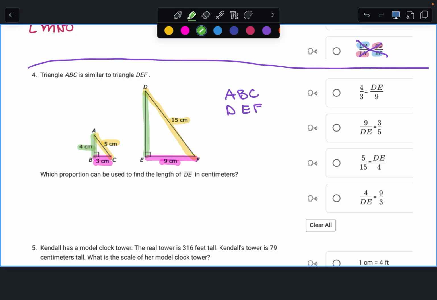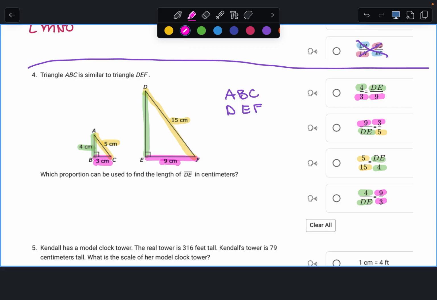So I can see that DE, I highlighted mine green, so I'm going to highlight all my DEs green. And then the corresponding side is 4 on the smaller one, on the triangle ABC. So I'm going to highlight 4 the same color. Okay, and I can see that 5 and 15 are corresponding. I highlighted those in yellow, so I'm going to highlight those yellow. 5 and 15. And then 9 and 3 are my other ones, and I'm going to highlight those.